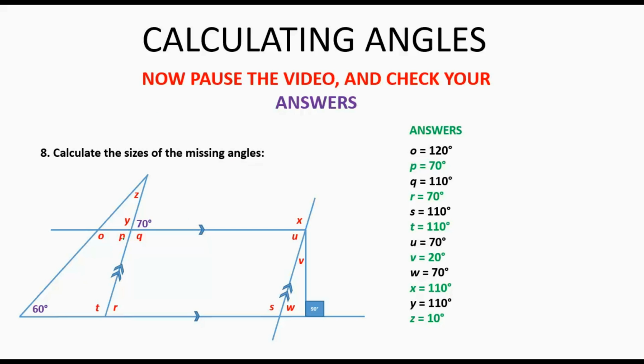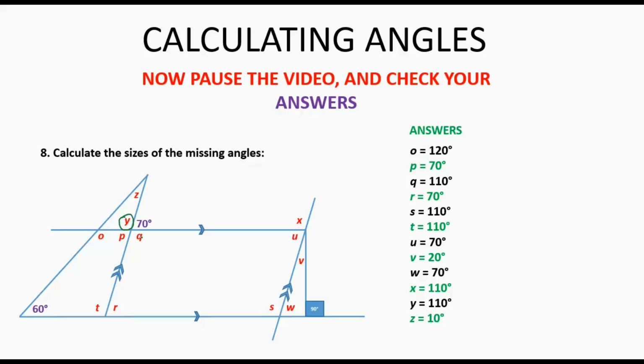Angle P being 70 degrees. Remember, these are vertically opposite angles. Angle Y, you can find here, would be supplementary to angle P. Those two together add up to 180 because they lie on a straight line over here. Same with P and Q, they lie on a straight line.